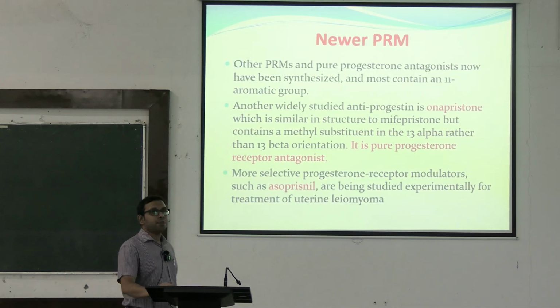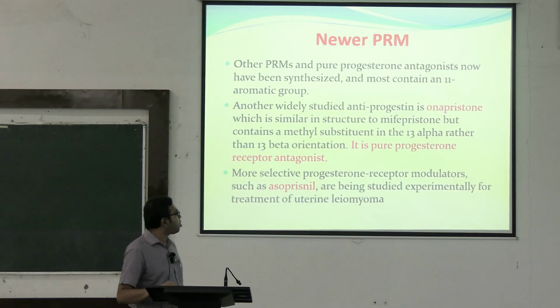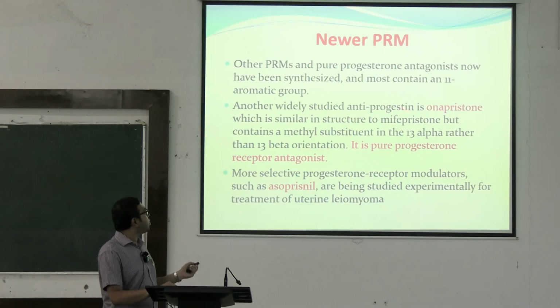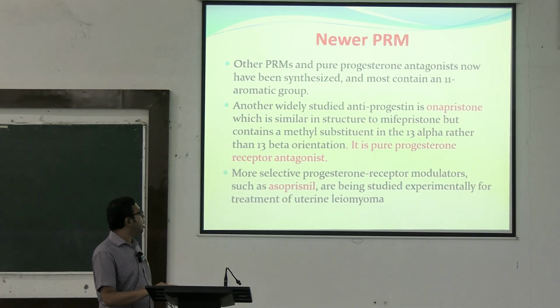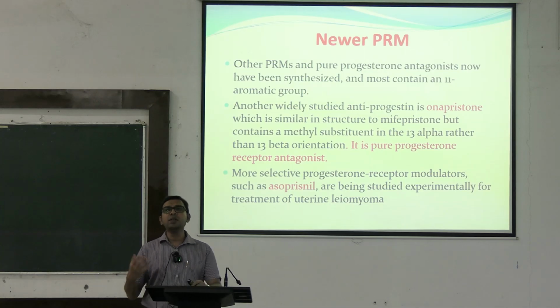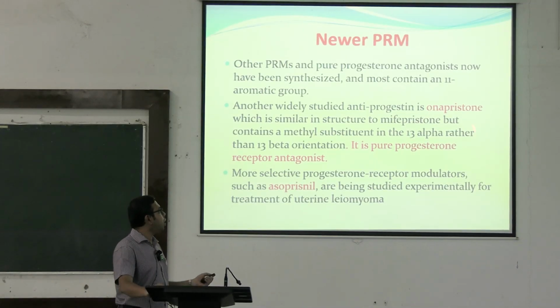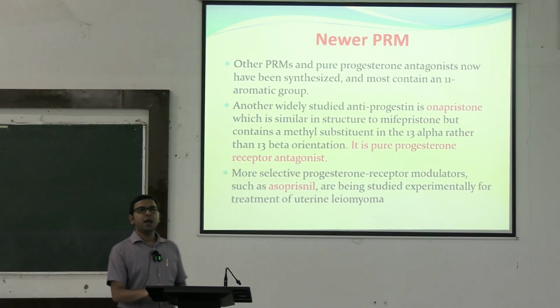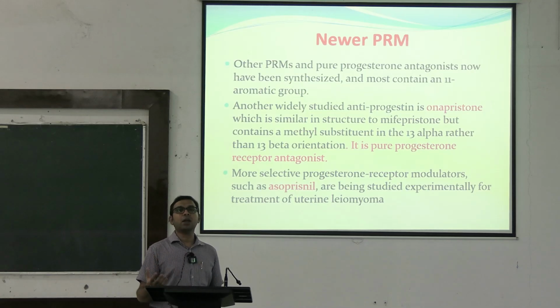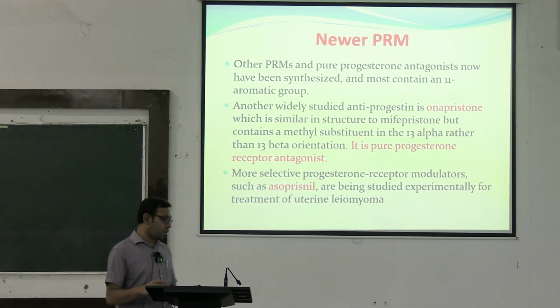There are some newer progesterone receptor modulators also, like Onapristone. Onapristone is another modulator. It is a pure receptor antagonist. Another is the Asopristone. So basically these are used in different types of cancers, different types of progesterone receptor cancers or neoplasms. Okay. So just remember the names Onapristone, Asopristone, and different other agents are also there which are different progesterone receptor modulators.